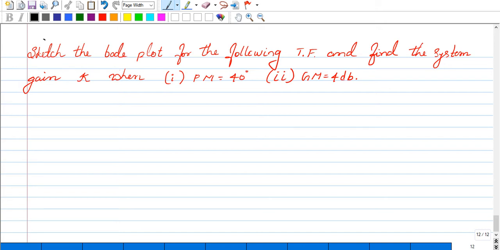So this is one particular case wherein the question itself they will specify what if the phase margin is 40 degree, or what if the gain margin is 4 dB. So for that we have to follow a few conditions. Okay, let me write you the problem that is given.